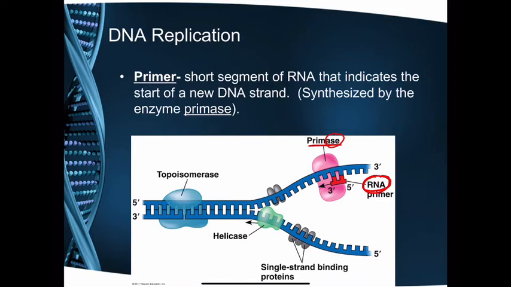And it's synthesized by an enzyme. We know it's an enzyme because it's an -ase called primase. So primase, this pink enzyme here, synthesizes this RNA primer, and that primer has to be there before DNA polymerase can bind. And remember, DNA polymerase is the super important enzyme because it's bringing in all of those new nitrogen bases to essentially make this new DNA strand, okay?